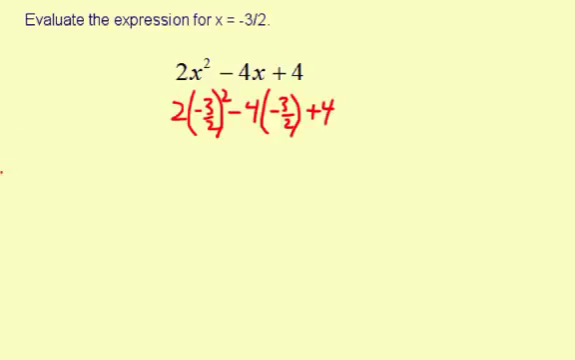Order of operations: parentheses and exponents from left to right, then multiplication and division from left to right, then addition and subtraction from left to right. Here's an exponent with parentheses, so we'll do that first. Negative 3 halves times negative 3 halves. Well, that's a positive 9/4.